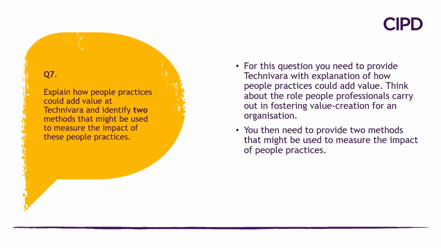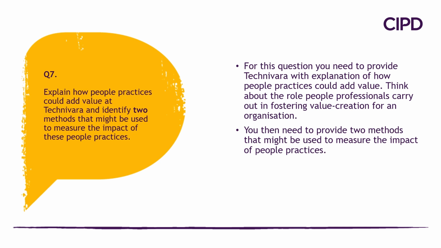Question 7. Here you need to explain how people practices could add value at Technovara and identify 2 methods that might be used to measure the impact of these people practices. So for this question, I'm going to break it up into 2. So the first part, you need to provide Technovara with explanation of how people practices could add value.